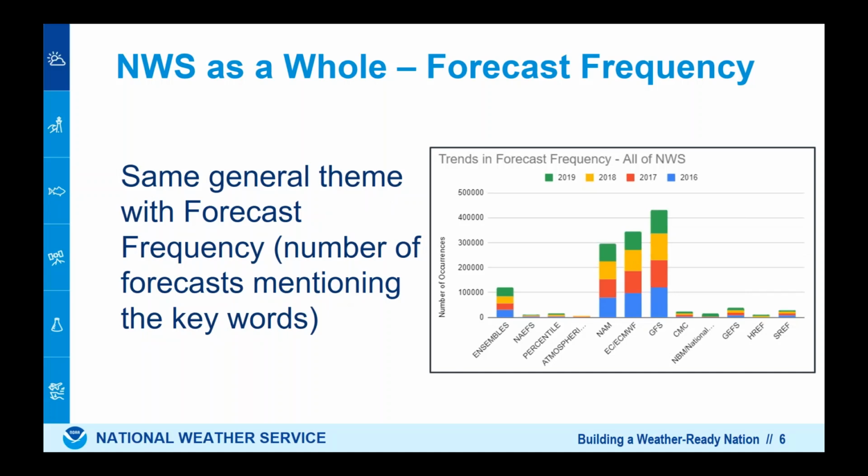There's another metric that we can look at, which is called forecast frequency. With this, we're just looking at the number of forecast discussions mentioning the keywords. You're going to get lower numbers in this case, but you still see the same general theme here. Again, NAM, European, and GFS are those that you strongly reference. The ensembles rank number 4 in this situation. Now, I thought about grouping in the GEFS, the HREF, and the SREF into the whole ensembles bin, but you'll notice that the GEFS, the HREF, and the SREF by themselves are pretty small relative to ensembles as a whole.